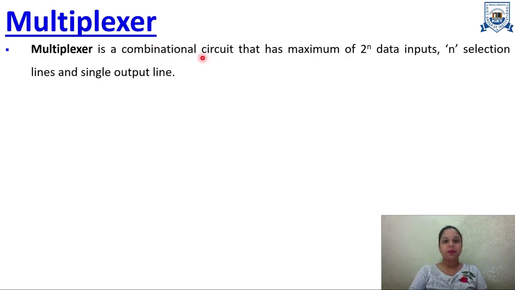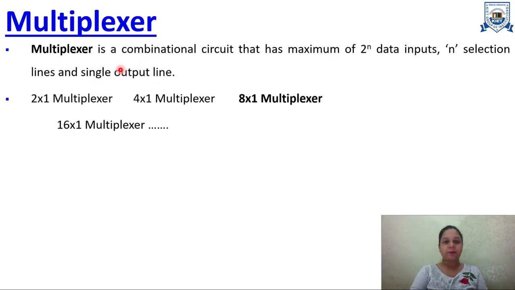A multiplexer is a combinational circuit that has a maximum of 2 to the power n data inputs, n selection lines and a single output line. It means that we will have some inputs, the count of which will be 2 to the power n. If the count is 2 to the power n, then n will be the number of select lines, and the output will be 1, only a single output.